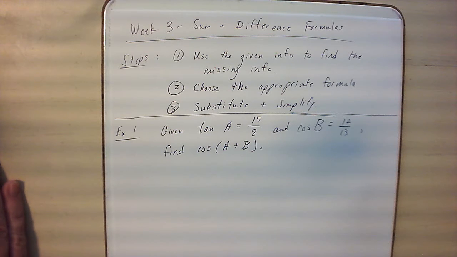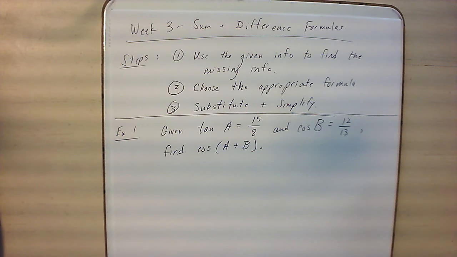Okay, so let's take a look at this example here. It says for positive acute angles A and B, it is known that tangent of A is 15/8 and cosine of B is 12/13. Find the value of cosine of alpha plus beta. I may say alpha plus beta sometimes because sometimes Greek letters are used here. I'll try to just stick with A and B.